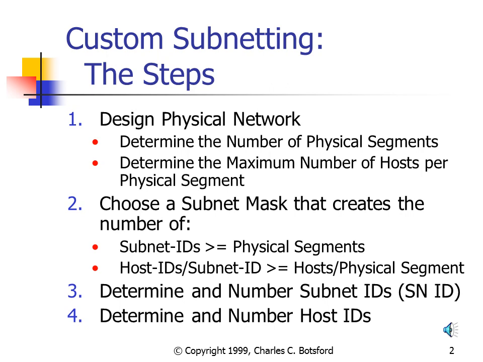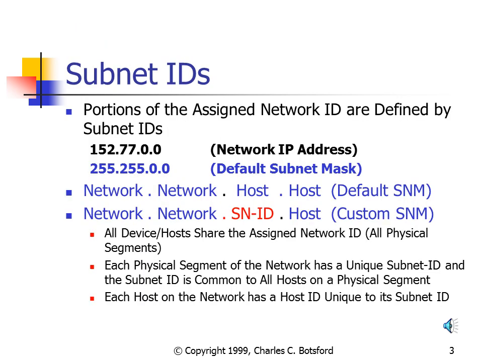Then, step 3, we have to determine and number our subnet IDs, because they will be used when we sit down and number the actual host addresses. To properly address our IP networks, we'll need to create a separate subnet or range of IP addresses for each physical segment. Now, we will specify these different subnets or ranges of IP addresses with a subnet ID.